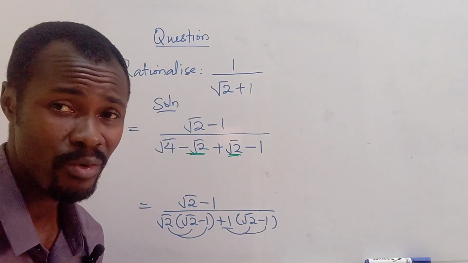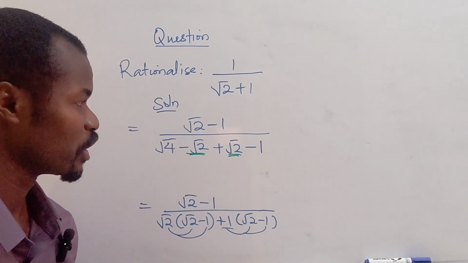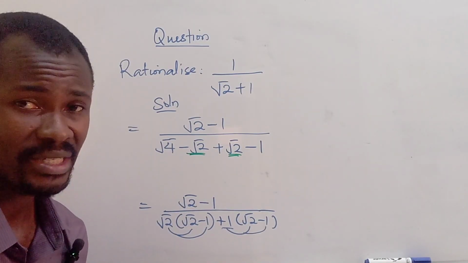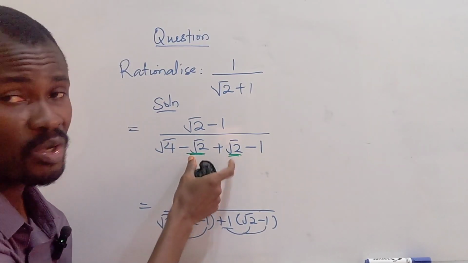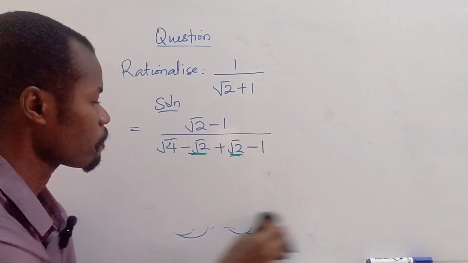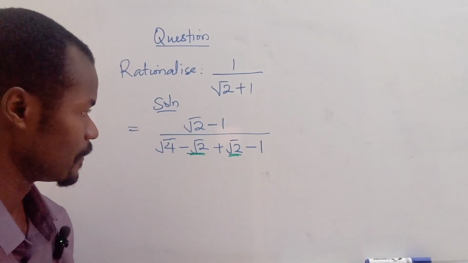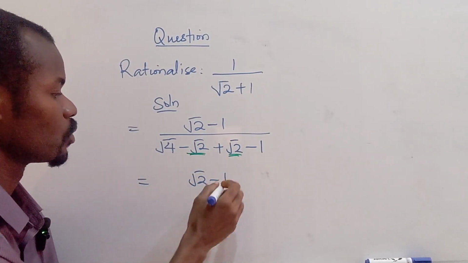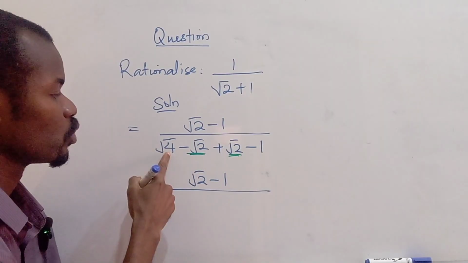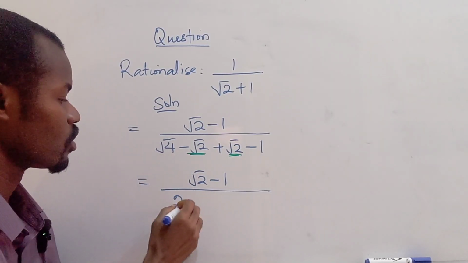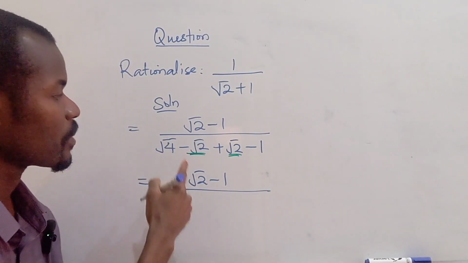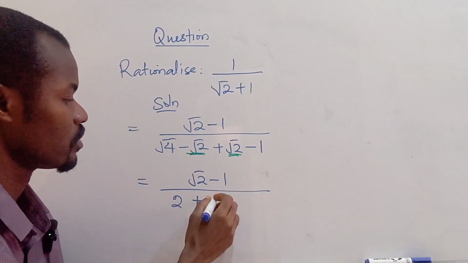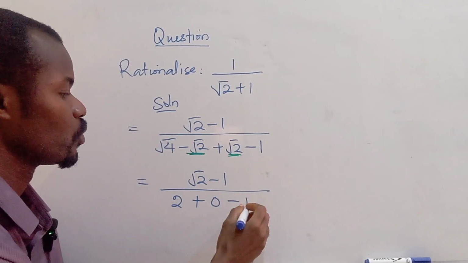That's one of the reasons why we rationalize. Whenever you rationalize a surd by multiplying by the conjugate at the numerator and denominator, something here becomes 0. So let's see what this further gives us. So we are going to have square root 2 minus 1 divided by. Now the square root of 4 we know is 2 because 2 times 2 is 4. Now minus square root 2 plus square root 2 is going to give us 0. And we have minus 1 here.